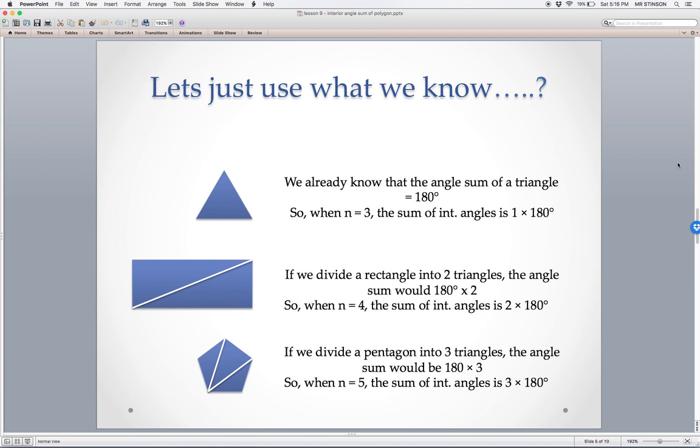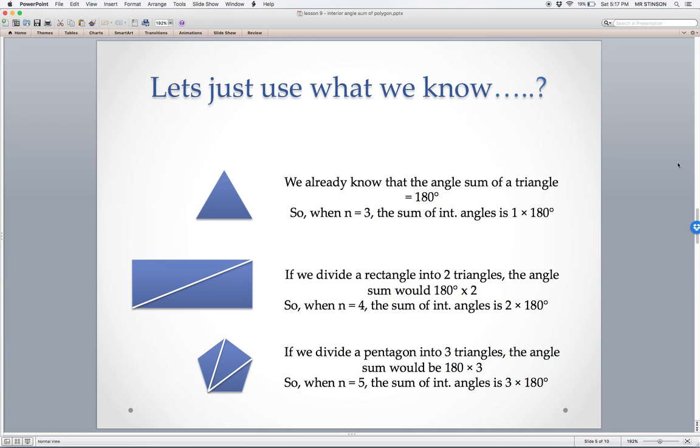Now let's look below. We have a rectangle. A rectangle is a 4-sided shape. So in this case, n would be 4. But reading with me, if we divide a rectangle into 2 triangles, the angle sum would simply be 180 times 2. The angle sum of one triangle plus the angle sum of another triangle. So as we said with the rectangle, when n equals 4, or the number of sides equals 4, the sum of the interior angles is simply 2 times 180 degrees.